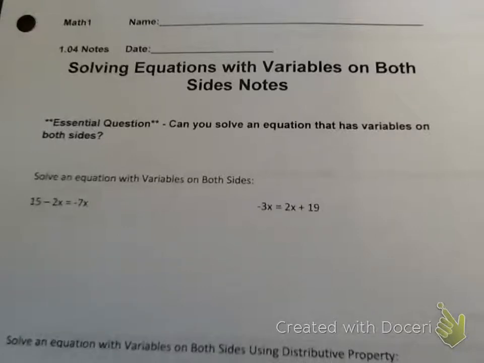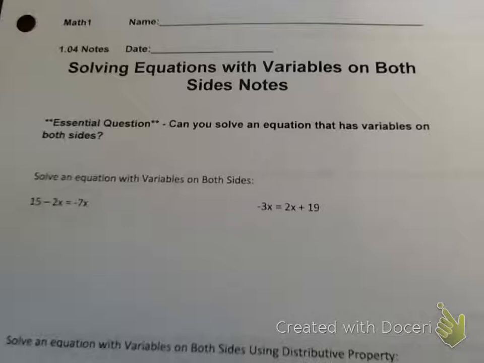Alright, 8th graders, today we're talking about solving equations with variables on both sides. And your essential question is, can you solve an equation that has variables on both sides? So let's jump right in. This first problem is 15 minus 2x equals 7x.